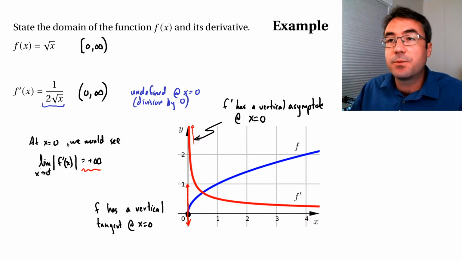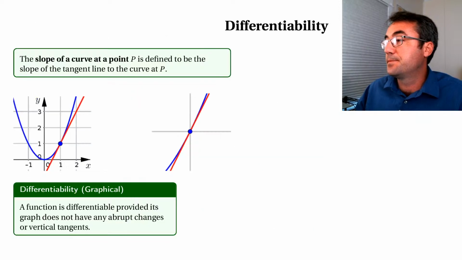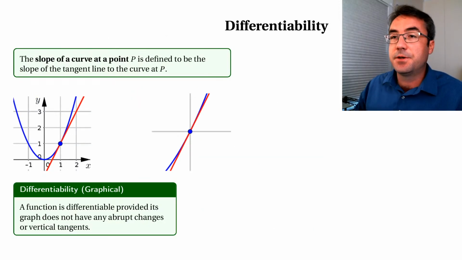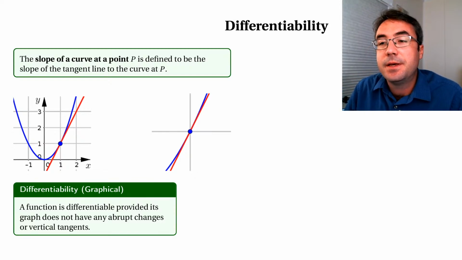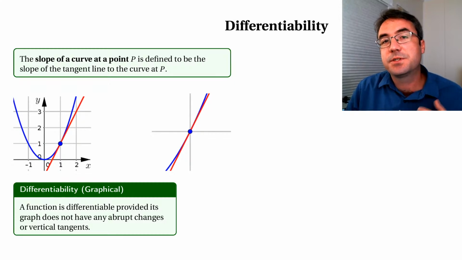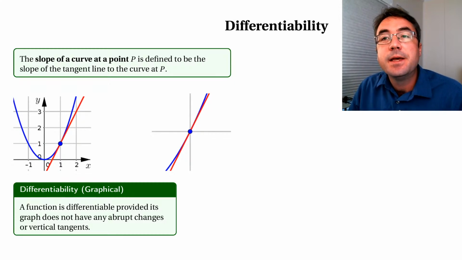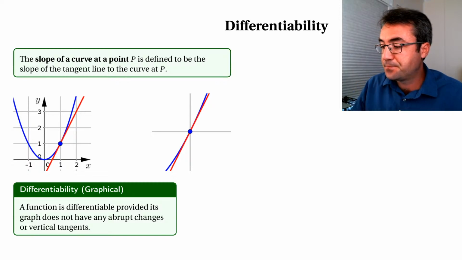So this is going to be something we're going to see more in just a few minutes. When our function has a vertical tangent line, its derivative does not exist there. All right, so that's what we're going to lead up to here with differentiability: we want to be able to think of differentiability in terms of graphs. And so we've seen this idea before where the slope of a curve at point P is defined to be the slope of the tangent line to that curve at point P.